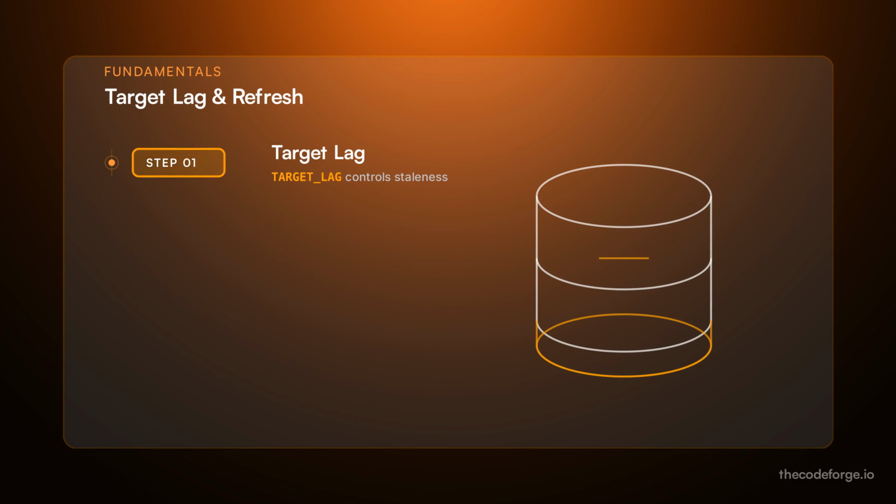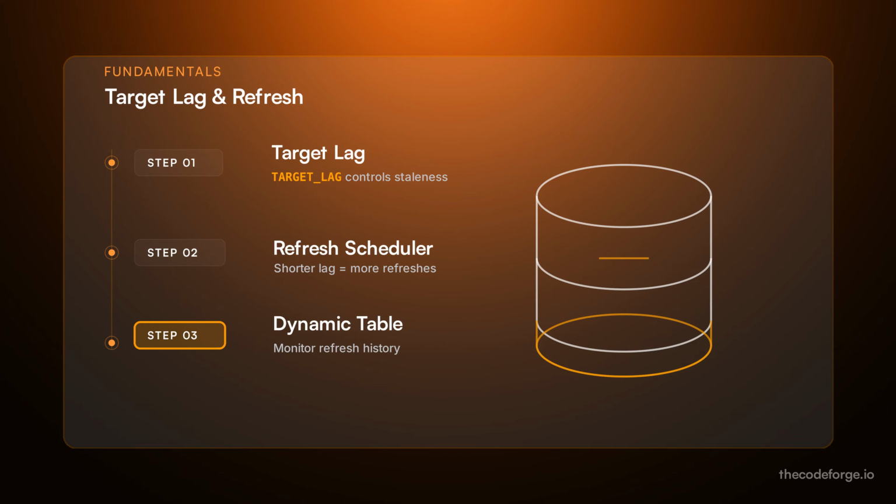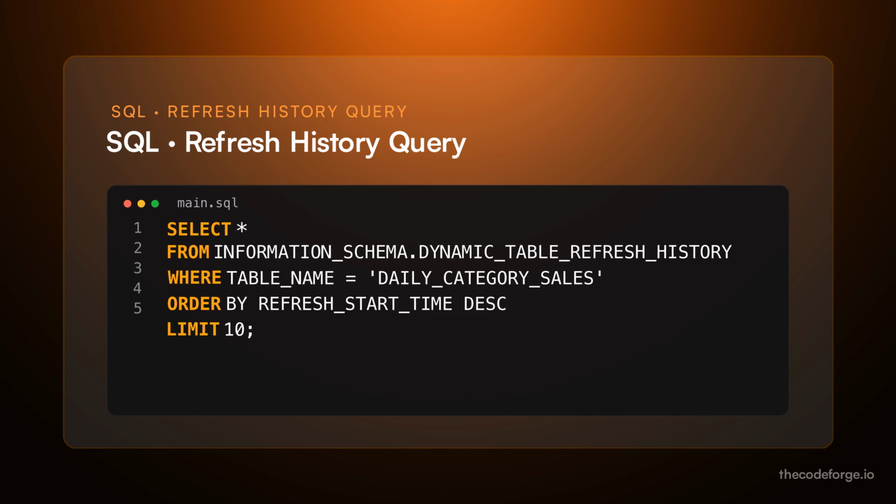The target lag parameter controls the staleness of the dynamic table. Shorter lag means more refreshes from the refresh scheduler, and you can monitor refresh history to tune performance. For immediate fresh data, manual refresh is also available. This query shows the refresh history for a dynamic table. You can see when refreshes started, ended, and whether they succeeded.